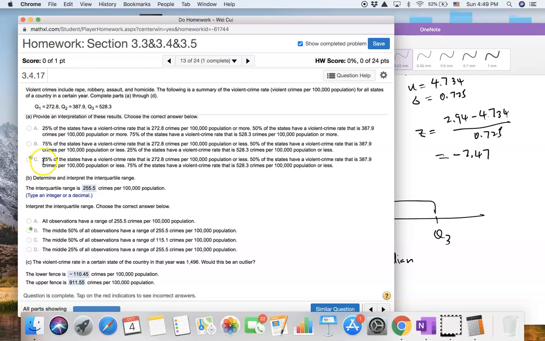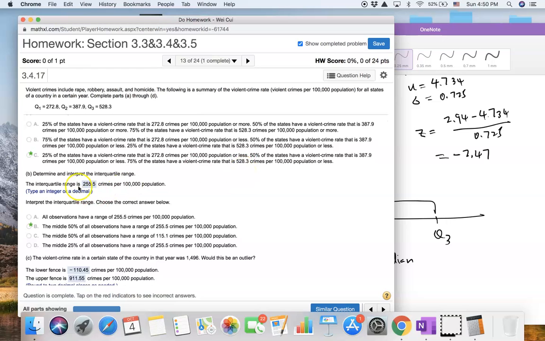So 25% of the states have a violent crime rate that is less than 272.8. Okay, and 50% of the states have a violent crime rate which is less than 387.9. Okay, and 75% of the states have a violent crime rate that is less than 528.3.